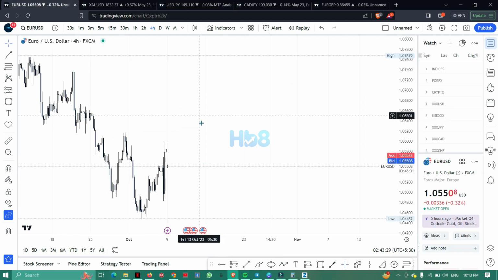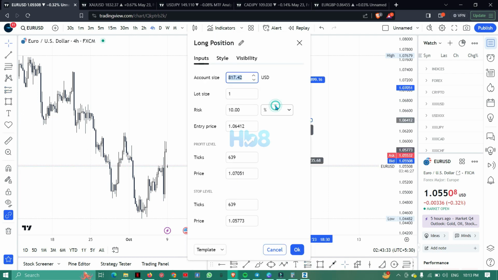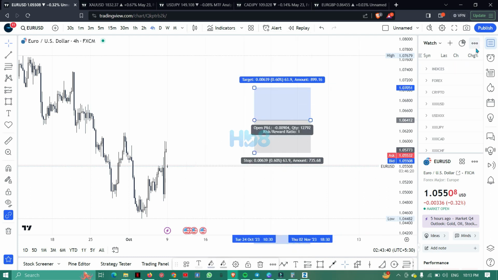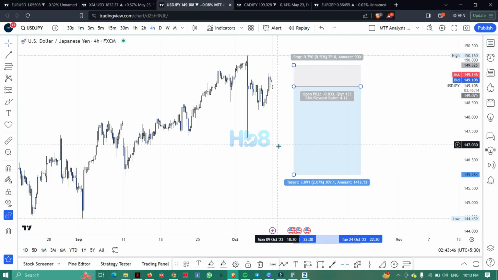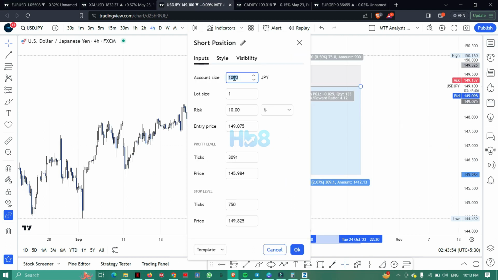The reason why we did not do this conversion on Euro USD is because you can see the denomination here is USD. That is why we did not do this conversion. Now for USD JPY, remember we have $1,000 in our account. Okay, so we need to convert this $1,000 into JPY.